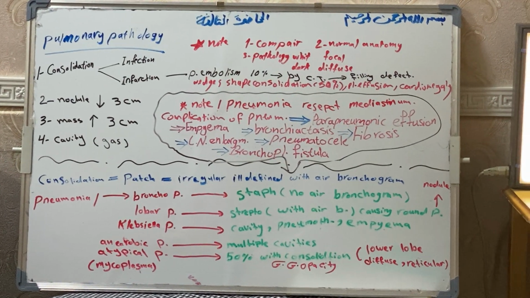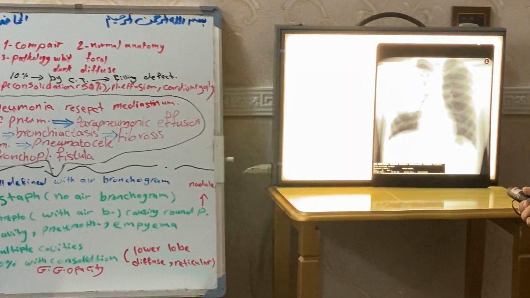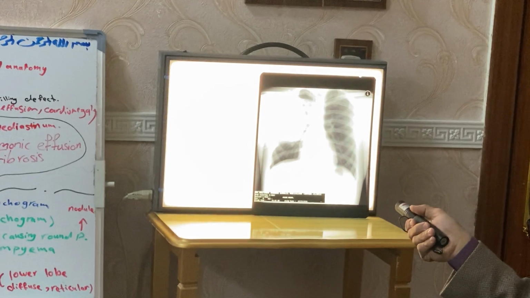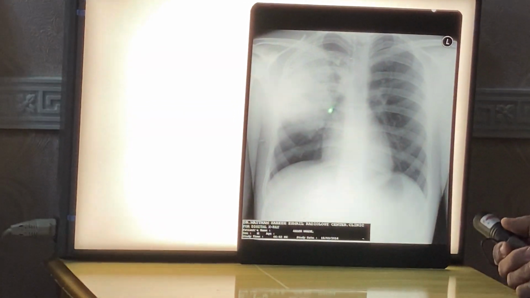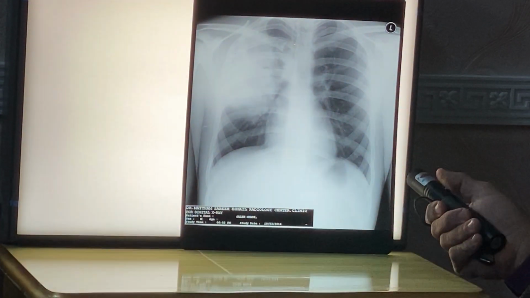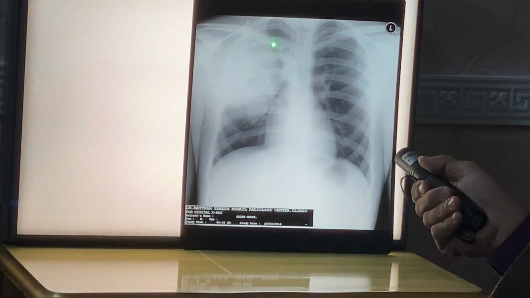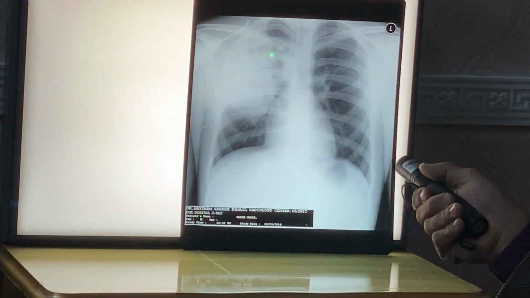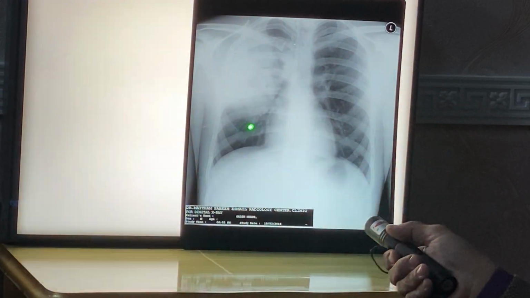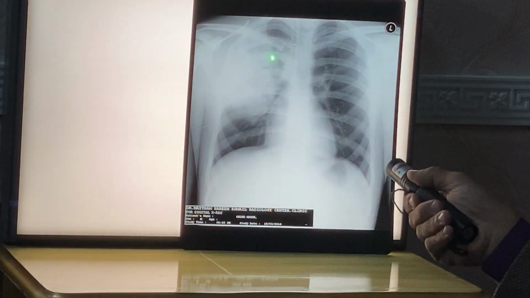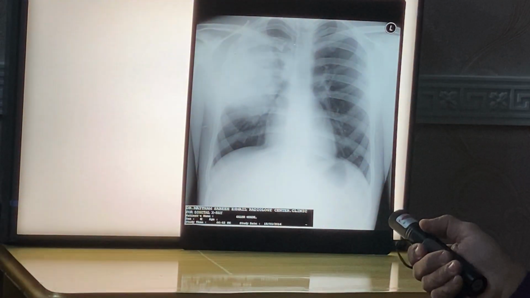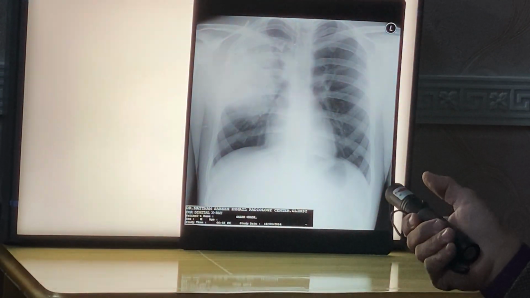So, this is a chest X-ray, PA view, dated, labeled, named. And this is a consolidation. It is an opacity at the right upper and middle zone. It is irregular and ill-defined. So it is a consolidation. It is a lobar pneumonia.